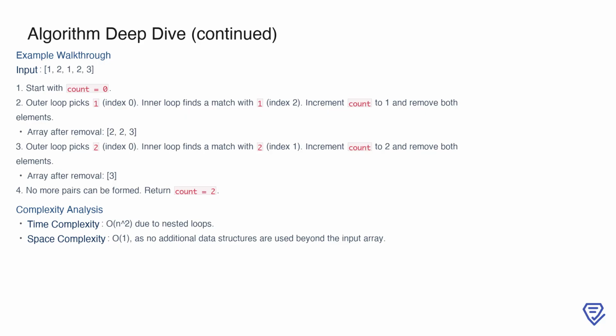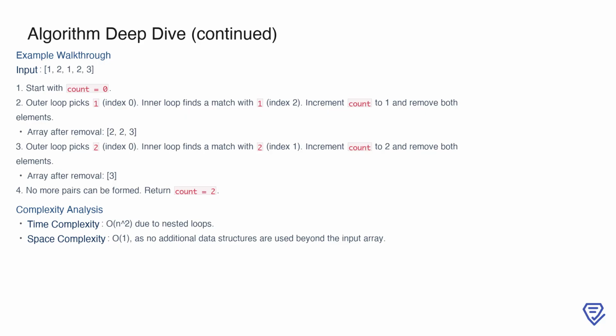The outer loop first picks the element 1 at index 0, and the inner loop finds a match with another 1 at index 2. We increment count to 1 and remove both ones from the array, leaving 2, 2, 3. The outer loop then picks the element 2 at index 0, and the inner loop finds a match with another 2 at index 1. We increment count to 2 and remove both 2's, leaving 3. At this point, no more pairs can be formed, and the algorithm returns count equals 2.